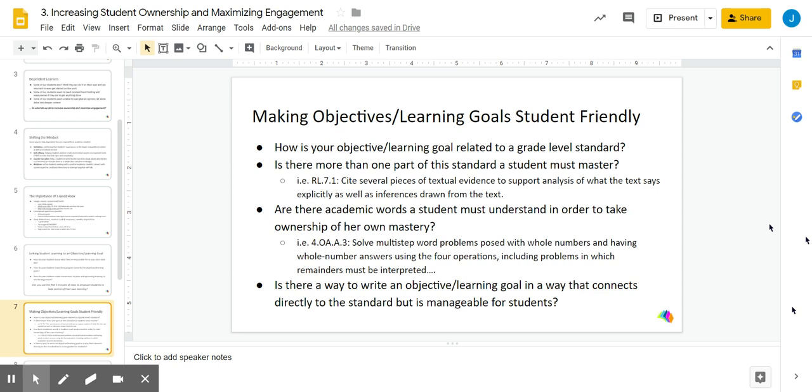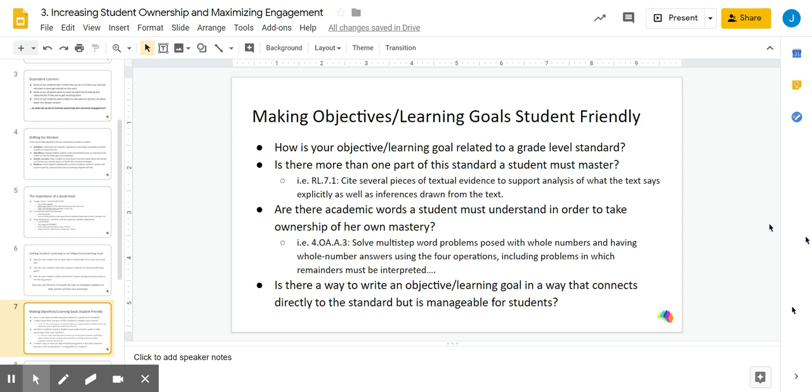So, the first question you want to ask yourself when creating an objective or a learning goal for the day is, how is this objective related to a grade level standard? So, it's really important to make sure that your objective is directly linked to the grade level standard. It isn't asking students to do work that's below where they are at grade level or above grade level. Your objective is at grade level.